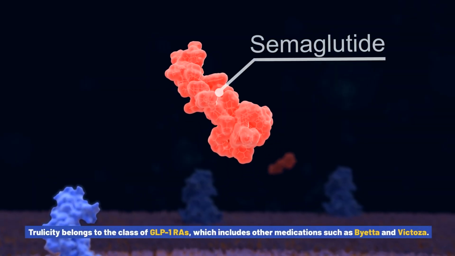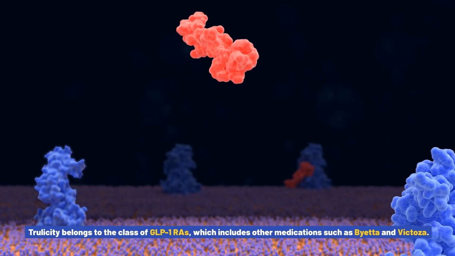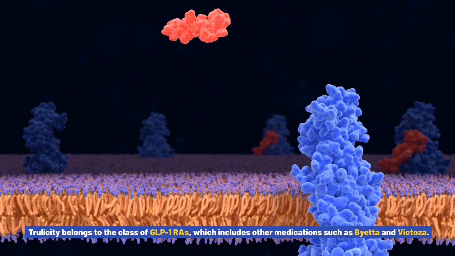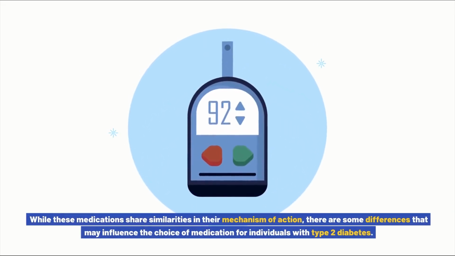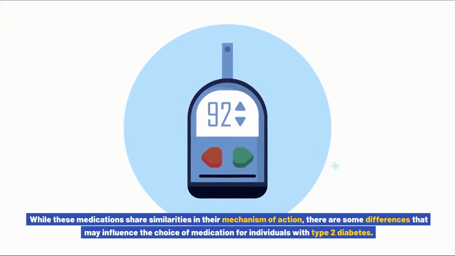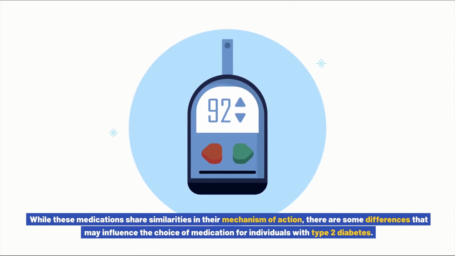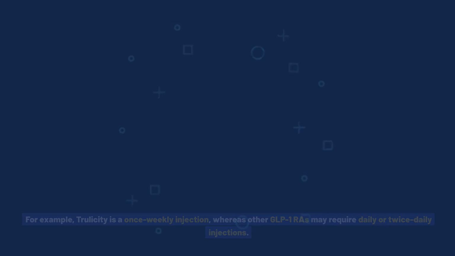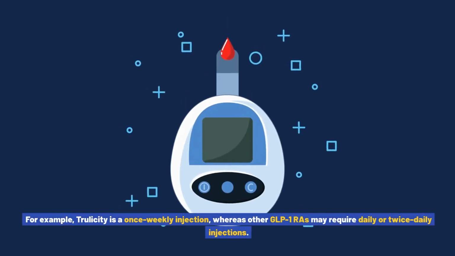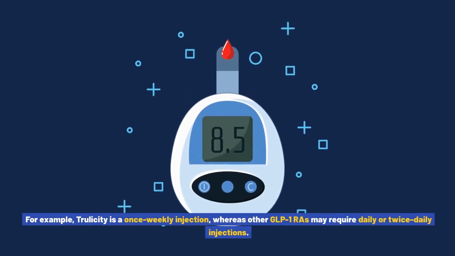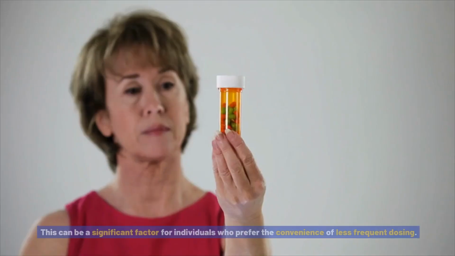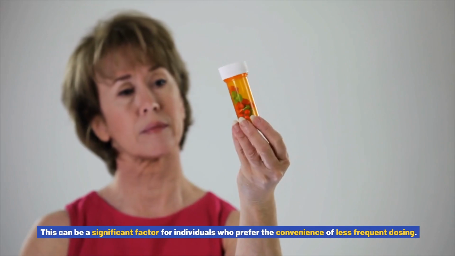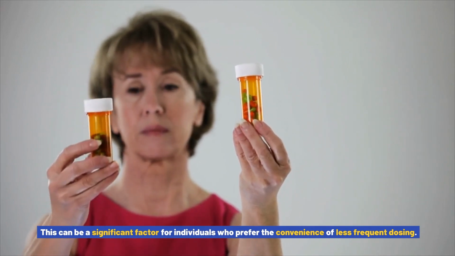Trulicity versus other diabetes medications. Trulicity belongs to the class of GLP-1RAs, which includes other medications such as Byetta and Victoza. While these medications share similarities in their mechanism of action, there are some differences that may influence the choice of medication for individuals with type 2 diabetes. For example, Trulicity is a once-weekly injection, whereas other GLP-1RAs may require daily or twice-daily injections. This can be a significant factor for individuals who prefer the convenience of less frequent dosing.